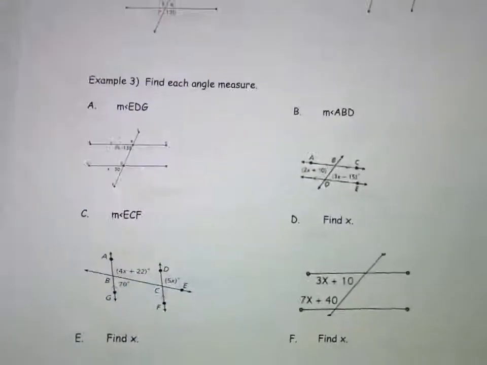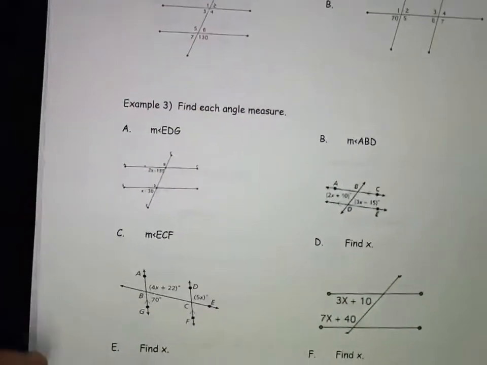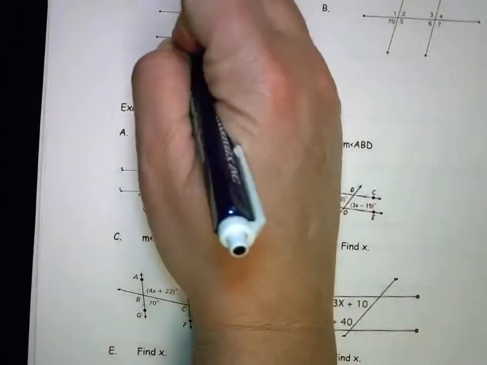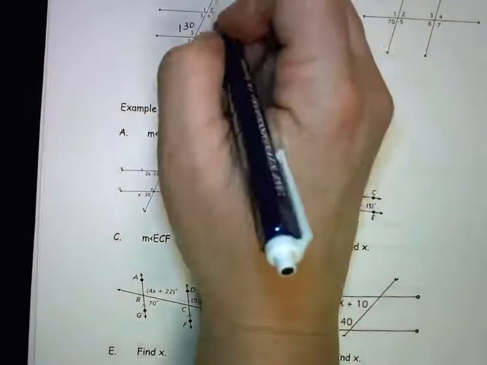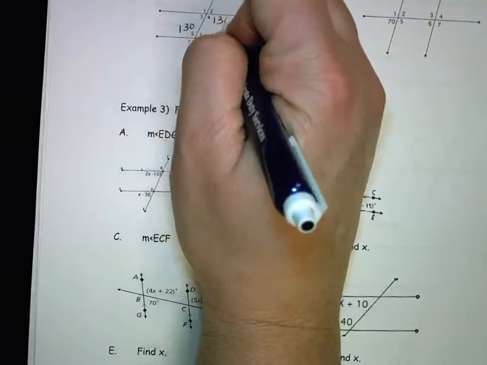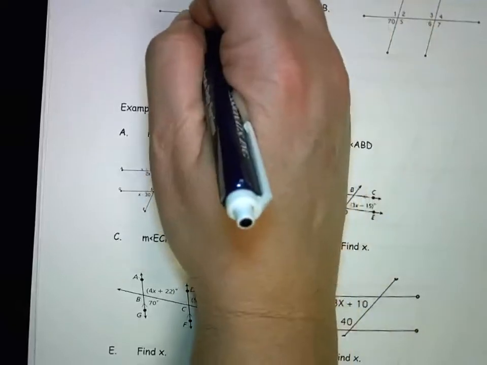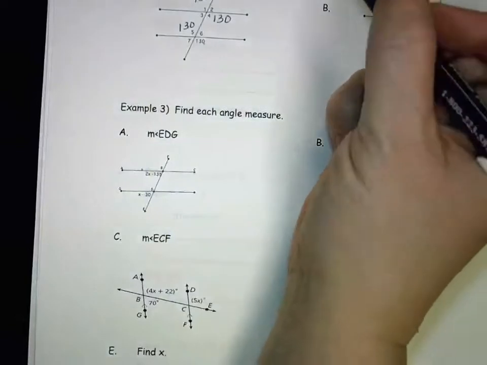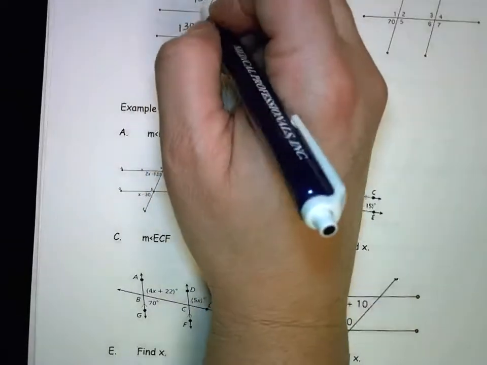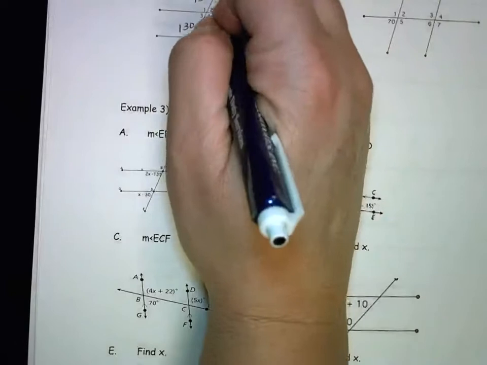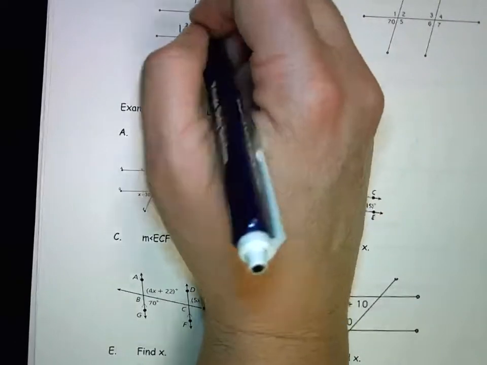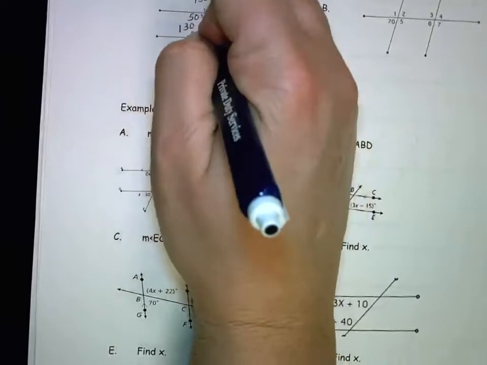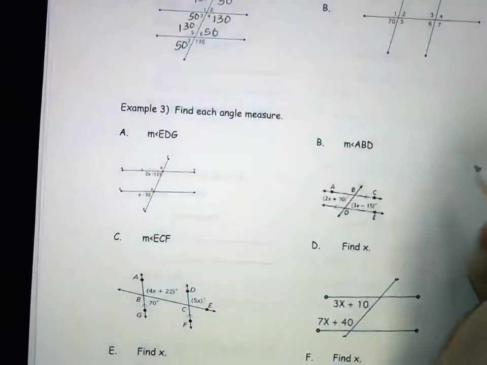At the top of the next page, we are asked to find all of the angle measures. This is 130. Angle 5 is 130. Angle 4 is 130. And angle 1 is 130. 180 minus 130 is 50. So these angles right here will all be 50 degrees.